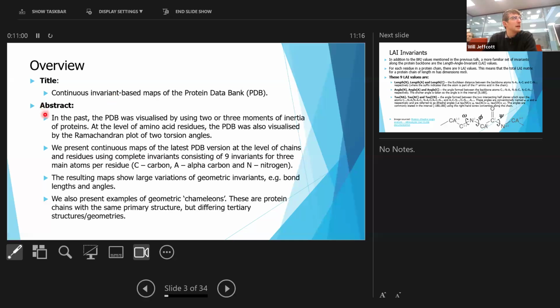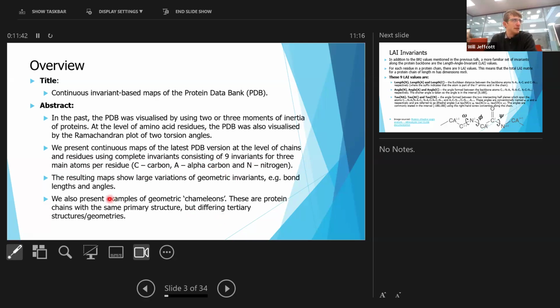And the abstract for this talk is: in the past, the PDB was largely visualized by using 2 or 3 moments of inertia of proteins. At the level of amino acids, it was usually visualized by using Ramachandran plots of the 2 torsion angles. In this talk, we present continuous maps of the latest PDB version at the level of chains and residues using complete invariants consisting of 9 invariants per residue, or looking at the protein backbone, which is the 3 main atoms per residue of carbon, alpha carbon, and nitrogen.